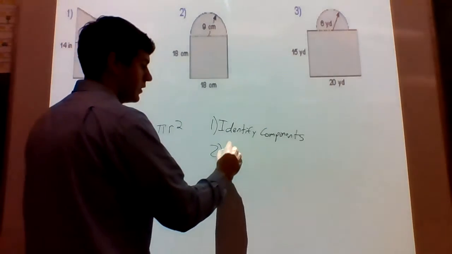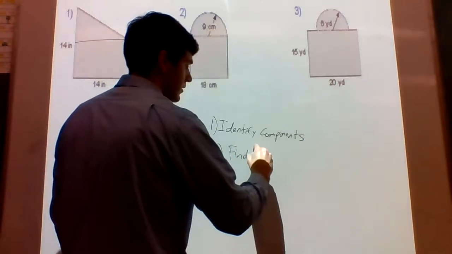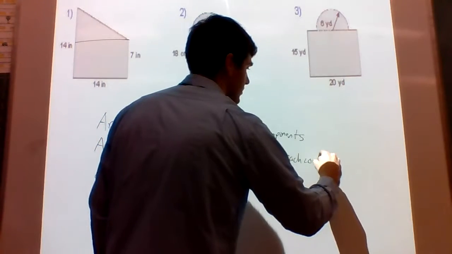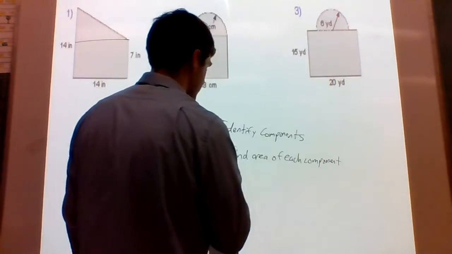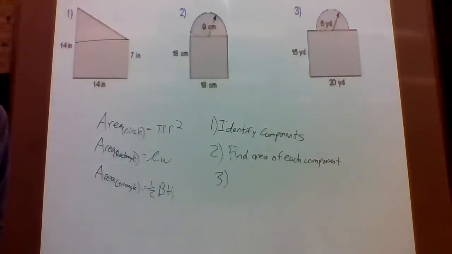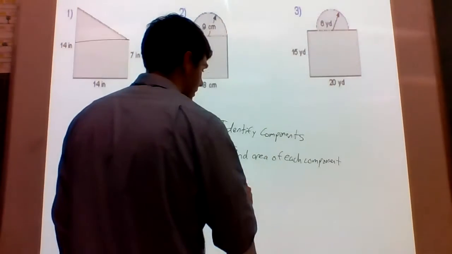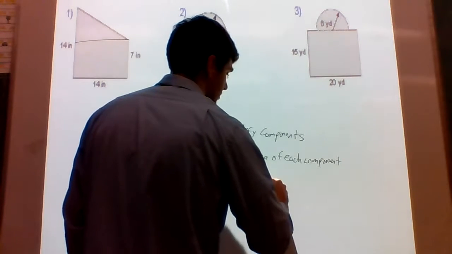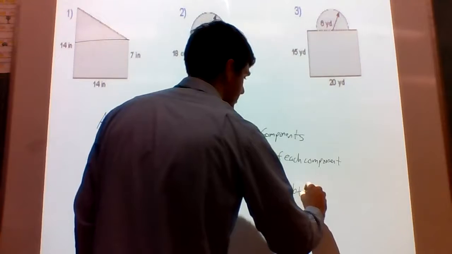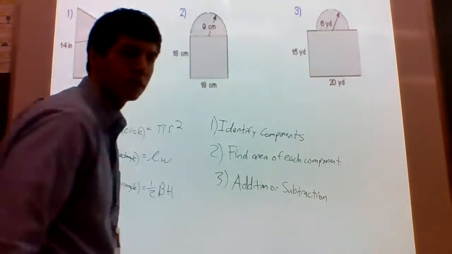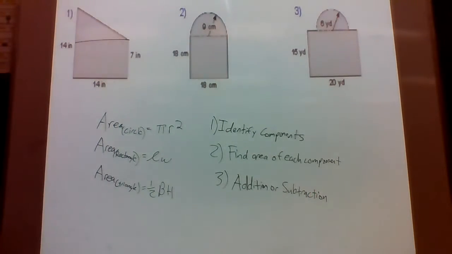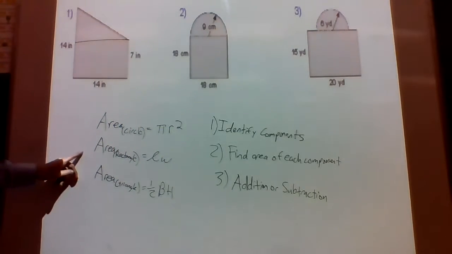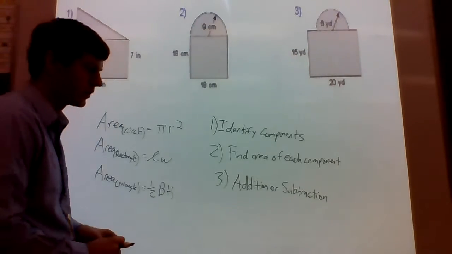Step 2 is to find the area of each component. Then step 3, we're either going to add or subtract, depending on the scenario. So we have a 3-step process, and we're going to use 3 different area formulas, one for circle, rectangle, and triangle.